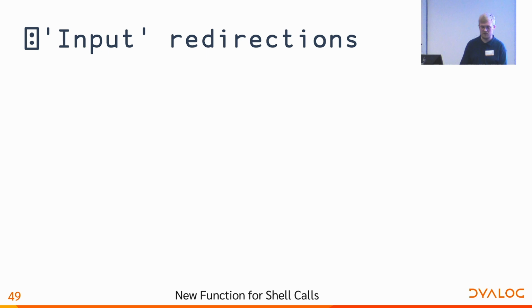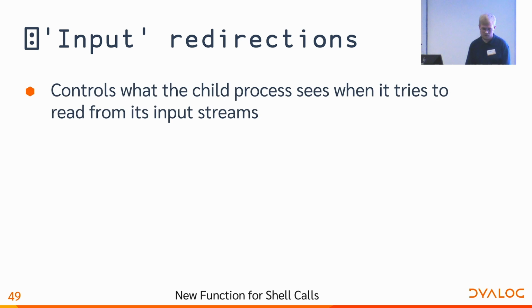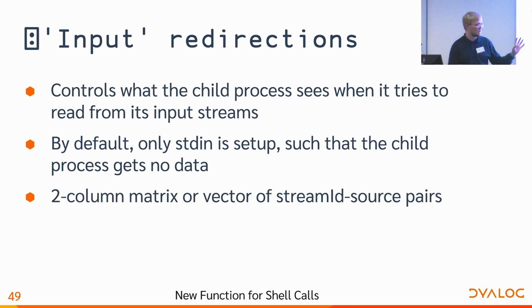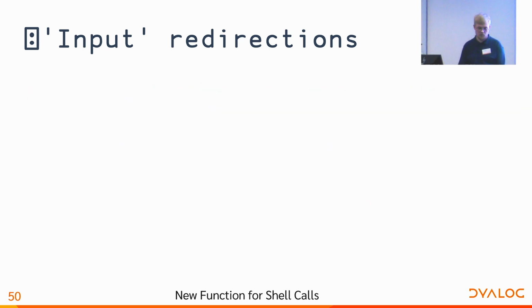And similarly, we have a way to specify where the child process gets its input from, so typically standard input. By default, we only set up standard input, and we set that up so that it doesn't get any data when it tries to read from it. And it's just sort of the same format, a column matrix, and then we have a bunch of different sources, input sources.